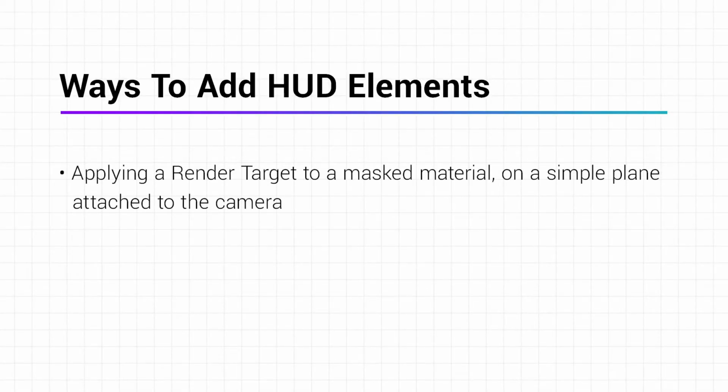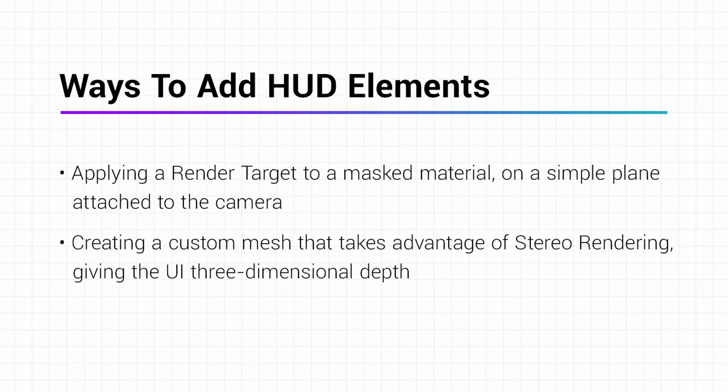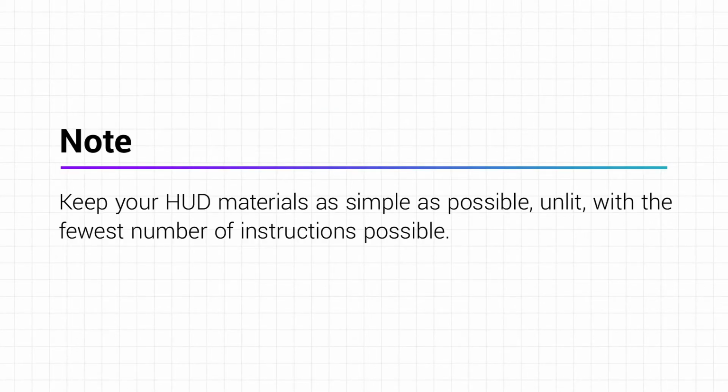HUD elements can be added to your pawn in multiple ways, the simplest of which is applying a render target to a masked material on a simple plane attached to the camera, or we can create a custom mesh that takes advantage of stereo rendering, giving the UI three-dimensional depth. It's best to keep your HUD materials as simple as possible, unlit with the fewest number of instructions possible. This is because, again, HUD elements are so close to the camera that they occupy a large amount of screen space.